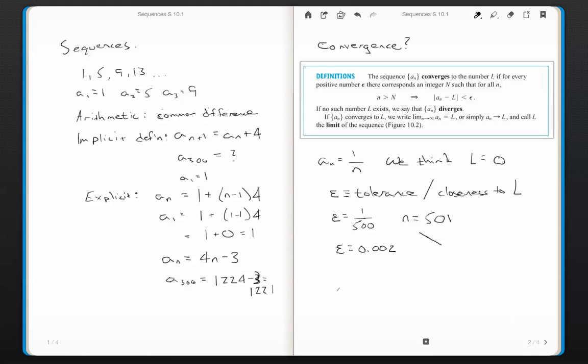And then you say n equals 501, and that means A sub 501 equals 1 over 501. So if we do our test here, 1/501 minus 0, the distance between my nth term and my proposed limit is definitely going to be less than epsilon. So this works out. Can I get really close? No matter how small an epsilon we pick, can we find an n that's big enough that it works? Sure. So that is the definition of convergence.